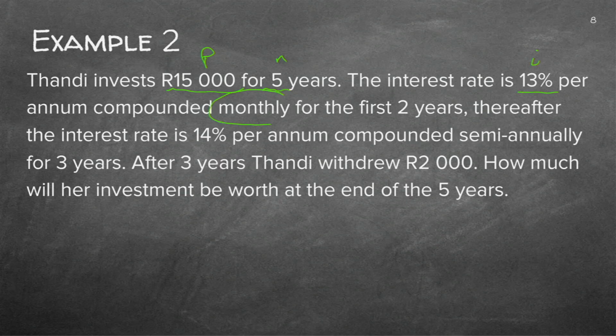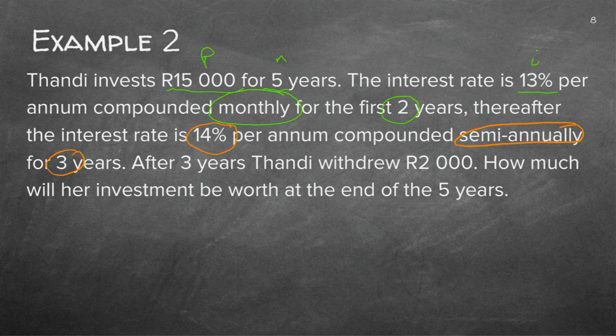Compounded monthly for the first 2 years. So there's going to be an interest rate change. Thereafter, the interest rate is going to be, let's just do a different color, that makes it easier. It's going to be 14% compounded semi-annually. Good. For 3 years.